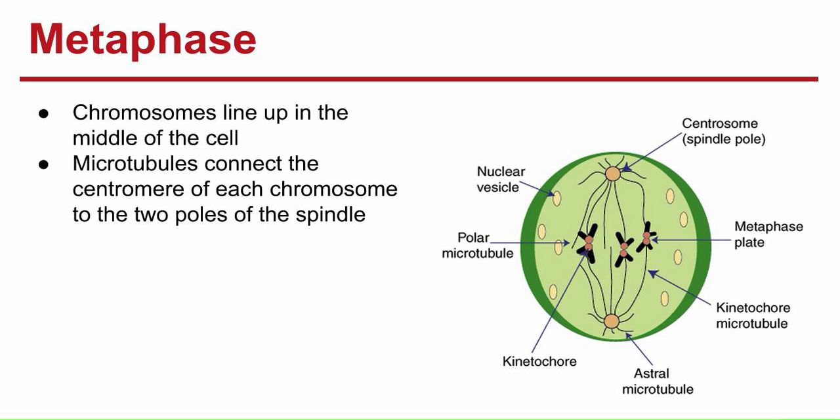Next we have metaphase. Metaphase lasts only for a few minutes. Here we see the chromosomes line up across the center of the cell, and the microtubules connect the centromere of each chromosome to the two poles of the spindle. The centromeres, these orange dots, are what connect the sister chromatids together. Okay, so that's metaphase.